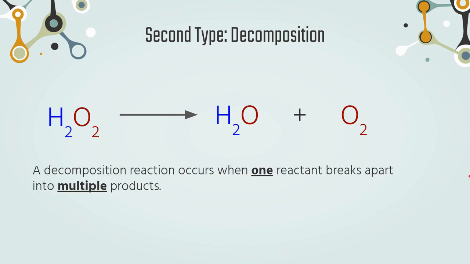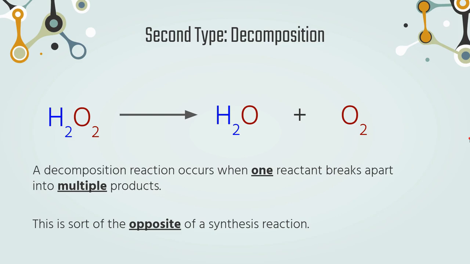In these types of reactions, they're sort of the opposite of synthesis reactions. These are when one reactant breaks apart into multiple products. We can see that H2O2, or hydrogen peroxide, is breaking into 2 products, water and oxygen. This is sort of the opposite of a synthesis reaction. In synthesis reactions, we put reactants together. In decomposition reactions, we break reactants apart.